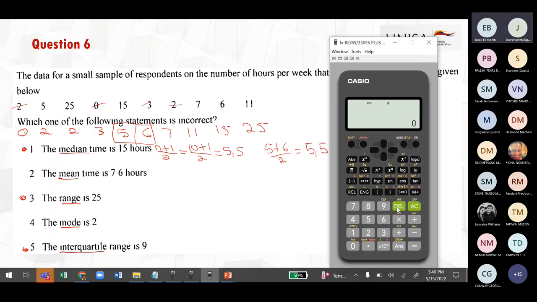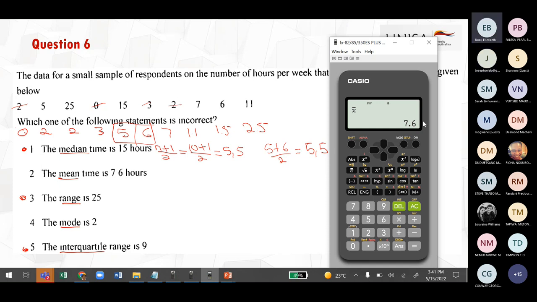7.6. So I'm getting 8. Why am I getting 7? You're also getting 7.6. Yeah. No. I'm going to equal 5 equal 25 equal 0 equal 15. Yeah, 7.6. Equal 2 equal 7 equal 6, 11 equal. No, shift stat 4. Mean is 2 equal 7.6. There we go.